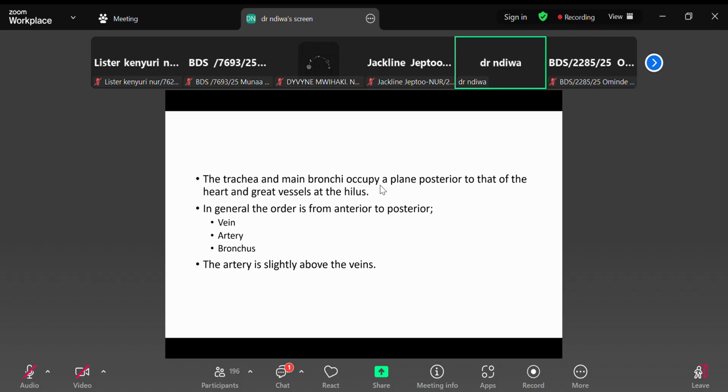Now, what is the arrangement of the structures at the hilum? Because this is very important. The trachea and the main bronchi occupy a plane posterior to that of the heart and the great vessels at the hilum. In general, the order from anterior to posterior is that you will have the vein, you will have the artery, and you will have the bronchus. And usually the artery is slightly above the vein.